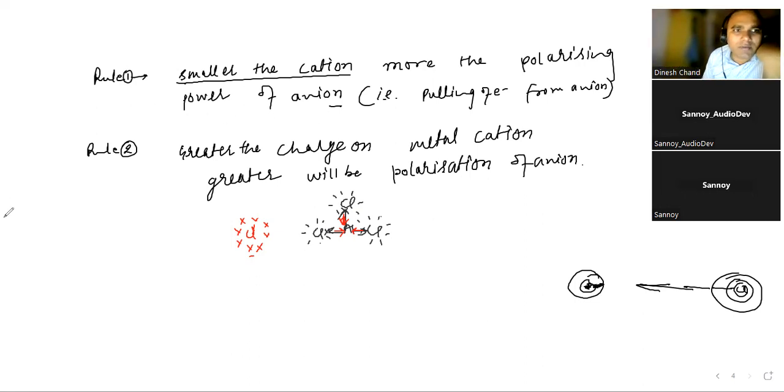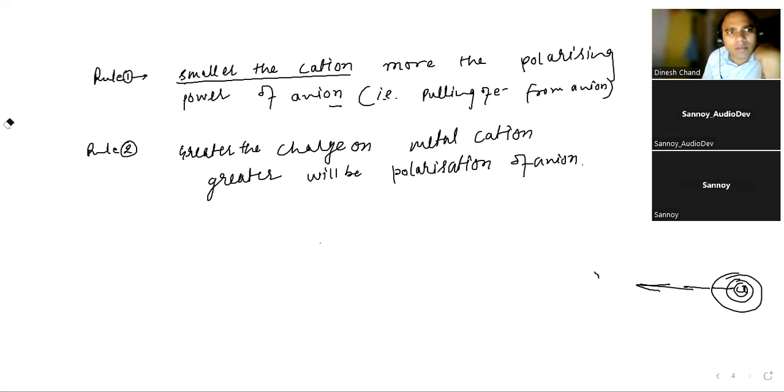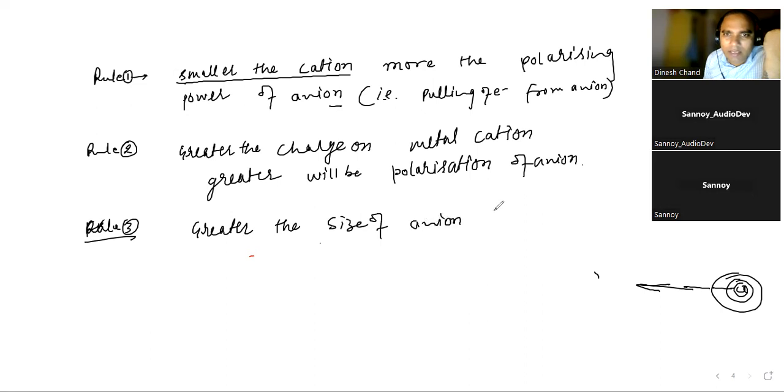Understood. Sir, that covalent character, that is dipole moment mu observed by mu theoretical into 100%. Correct. Now, that is rule number 3. See rule number 3: greater the size of the anion, more is the polarizability.